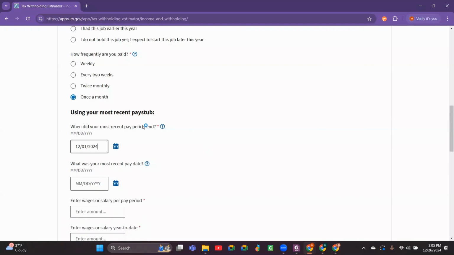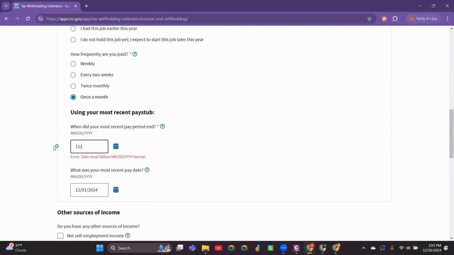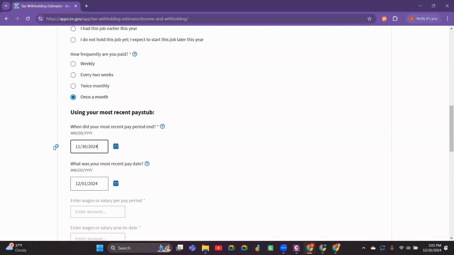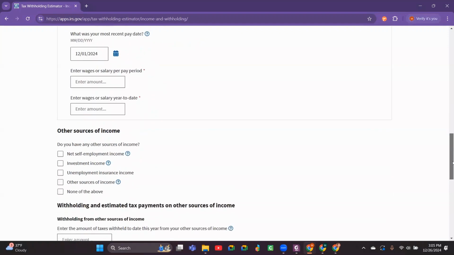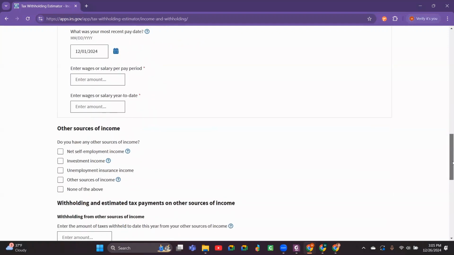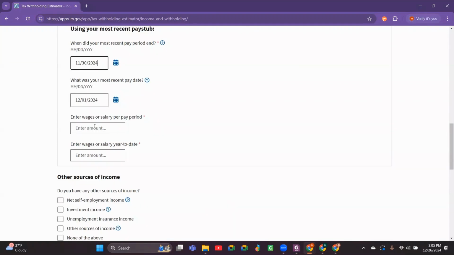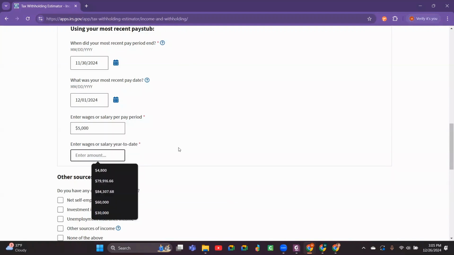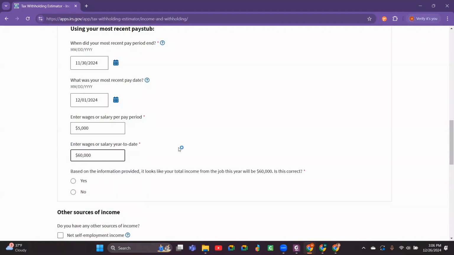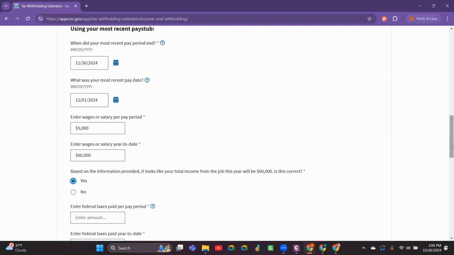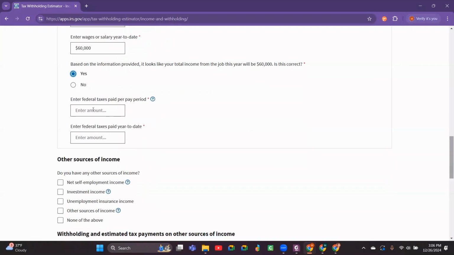12/01/2024. It does require you to do some calculation. 11/30/2024. Okay. So if you know that you've made, just for ease, we'll just say $60,000 divided by 12, which is $5,000. Salary today is $60,000. This is the number that we're using. And the good thing about this, it'll show you what you're expected to make for the year. $60,000 is correct. And we're going to say we withheld.